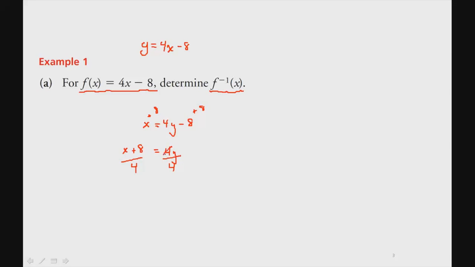These 4's cancel out. And I'm left with y equals x plus 8 over 4. And this right here is my inverse function. So the inverse of 4x minus 8 is equal to x plus 8 divided by 4.